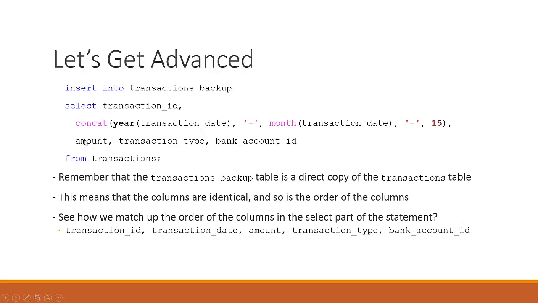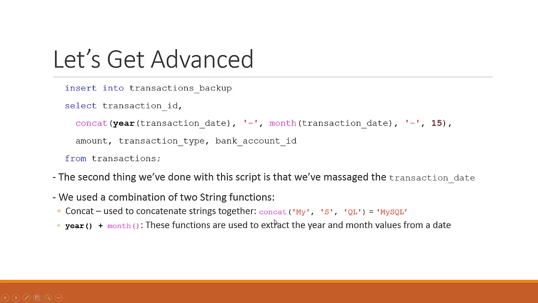Fair enough. What's the third column? Amount. What's the third column here? Amount. Fourth column, transaction type. Fourth column, transaction type. And finally, bank account ID and bank account ID. So you see that in the select statement, the order of the columns matches exactly what the order of the columns expects inside of the transactions backup table. Okay? That's the point I'm trying to drive home: the order matters, and we are maintaining the order inside of the select statement. Cool. Let's move forward and talk about this crazy third line of code here.